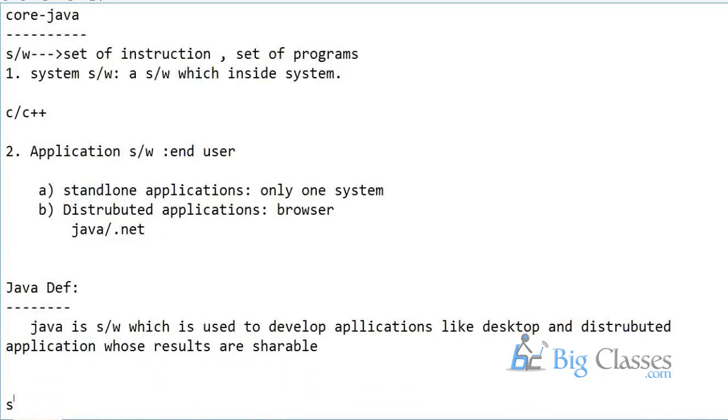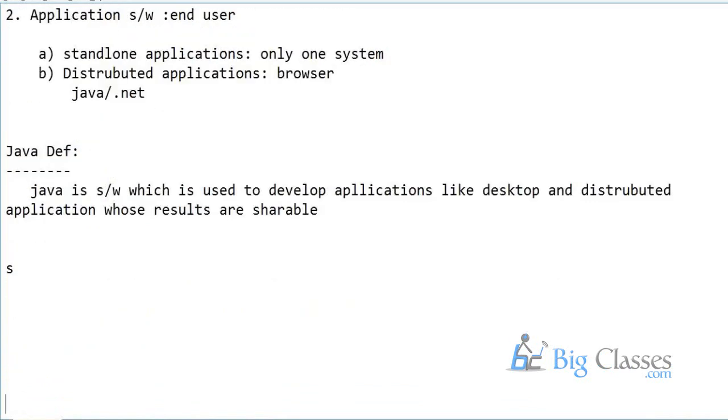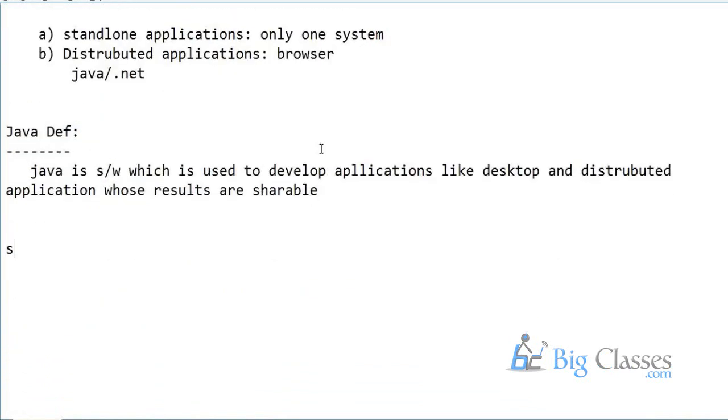So the first one is simple. We have new APIs. In C language, you have to write logic for everything. But here, sometimes you can use predefined functions and predefined methods. You just need to remember the class names and method names, and based on that, you can call them directly. Because of this, Java is simple.